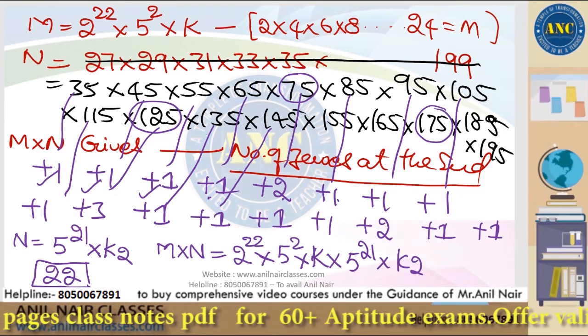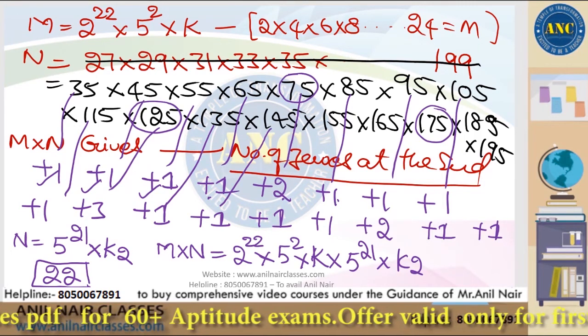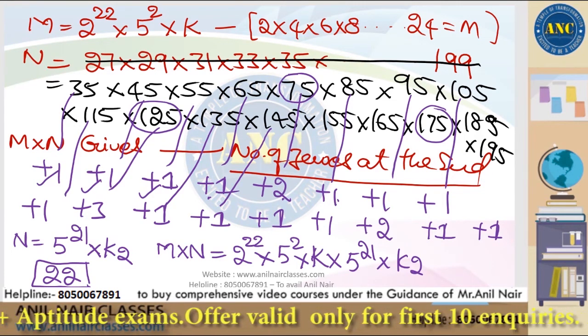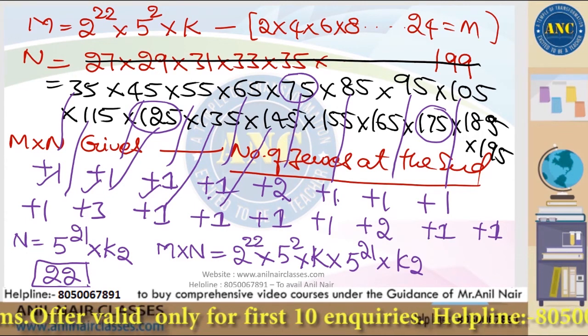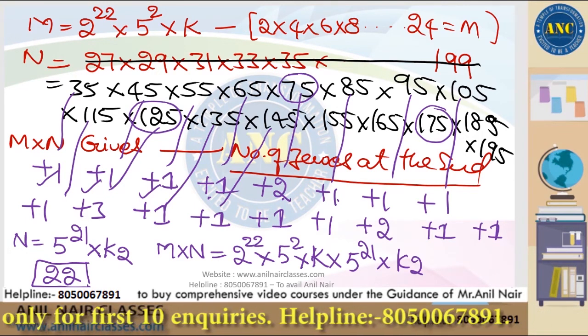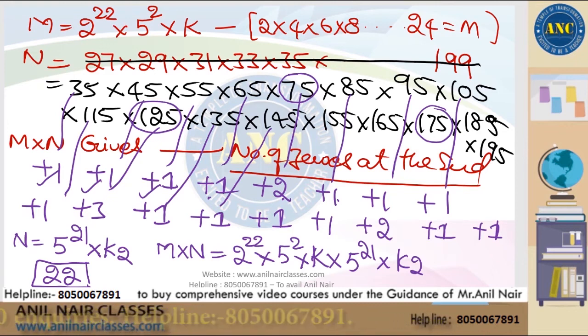Is this question clear to you? The number of 5s, the power of 5, is smaller here in this case. Any doubt in this question? Kindly reply in the live chat if this question is clear to you. Is this question clear? Clear, right?